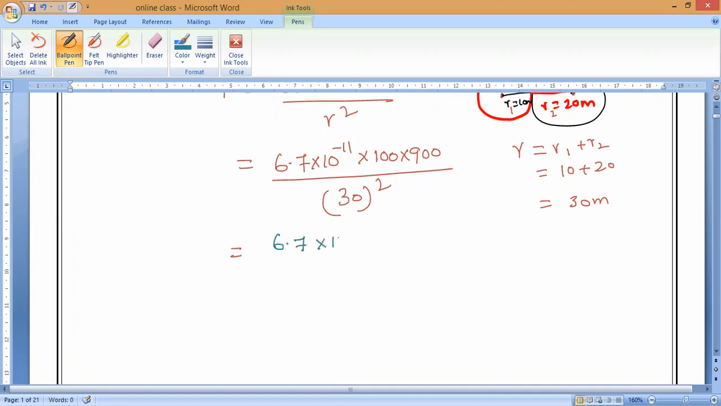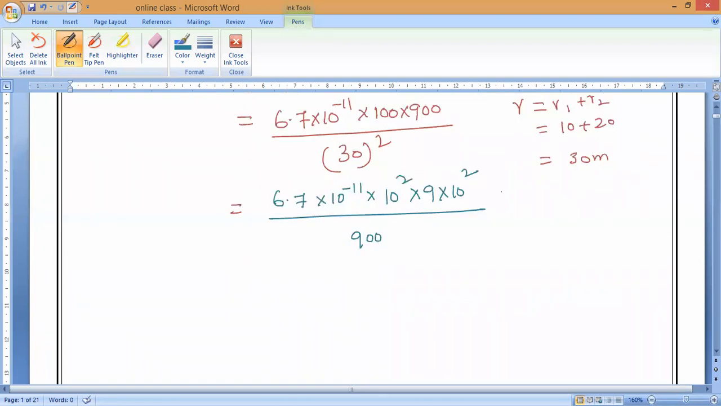So 6.7 into 10 power minus 11 into 100. Can I write it as 10 square, guys? 900, how can I write? 9 into 10 square. So now you can say 6.7 into 10 power minus 11 into 10 power 2 into 9 into 10 power 2 divided by 900. How can I write? 30 square means 900 only. Is it correct, Jayvarshini? Yes, sir.